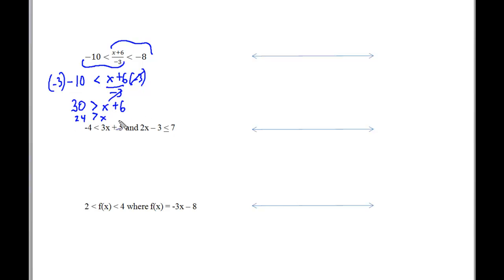Then I move that to the other side, so 24 is greater than x. Because I want to read this a little bit better, I'm going to move the x to the other side. X is less than 24. So I'm just using the symmetric property to go from here to here. Now let me talk about the other part, x plus 6, which is over negative 3, is less than or equal to negative 8. Multiply both sides by negative 3.